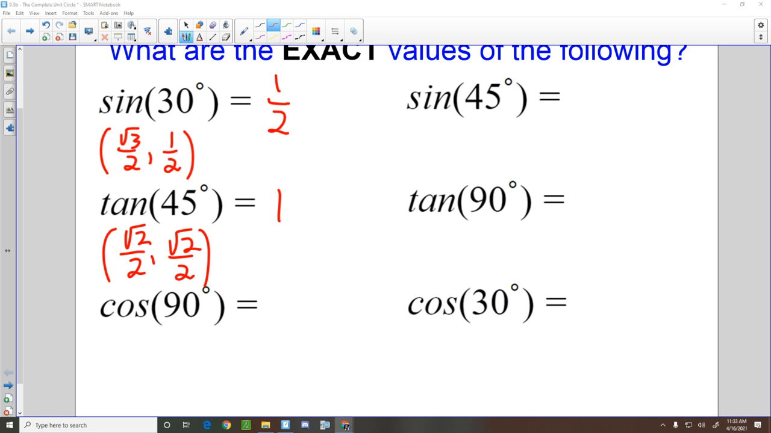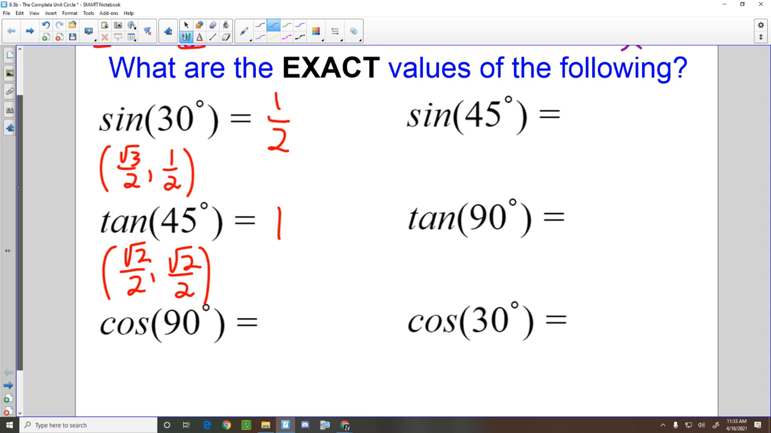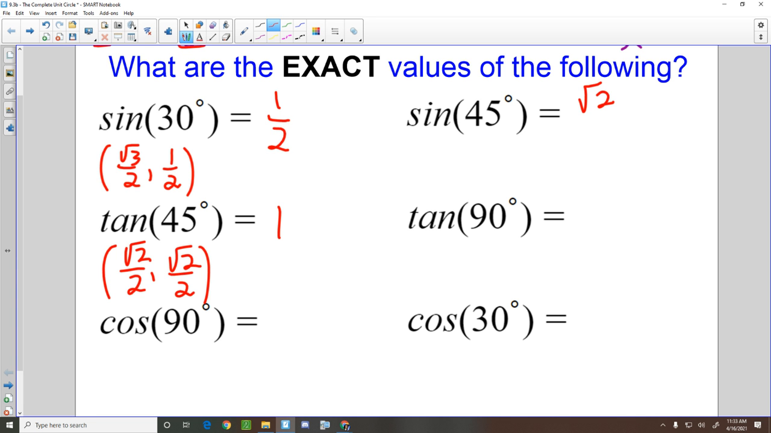All right, did we get through each of those angles? I'm going to jump over to the right, to the sine of 45 degrees. So you already know the coordinates of 45 degrees. It's the same x and y, root 2 over 2, root 2 over 2. Sine is the y coordinate, so that's just the square root of 2 over 2.